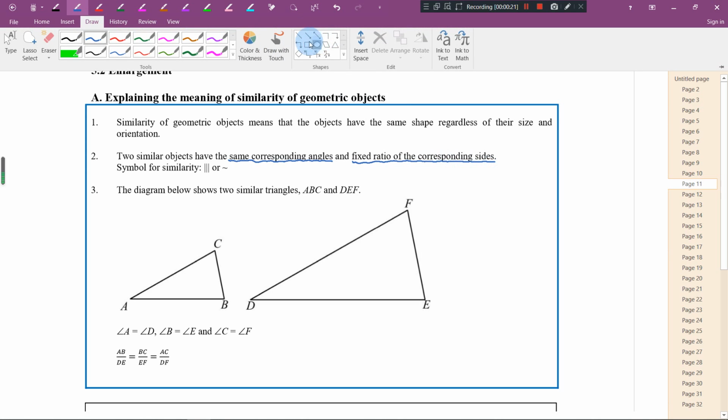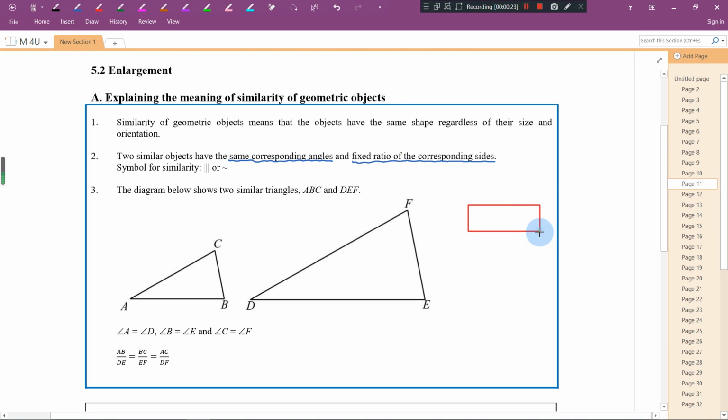Let me give you an example. If I have a rectangle over here and another bigger rectangle over here, the length is 4 units, width is 2 units, and this is 8 units, this is 4 units. Are these two rectangles similar? We need to look at these two. Corresponding angles are the same, 90 degrees here, 90 degrees here, 90 degrees here, 90 degrees as well. Here also the same thing, 90 degrees, 90 degrees.